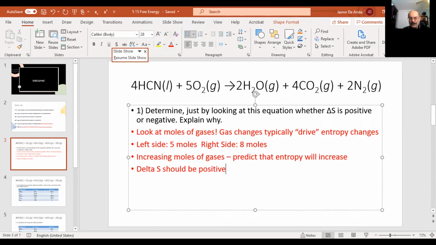Remember that if there is no net change in the number of moles of gas, you're really not going to be able to predict just from looking at the equation whether the entropy is going to increase or not. It may be positive, it may be negative, but it is likely to be a very small value. Okay? Let me know if you have any questions.